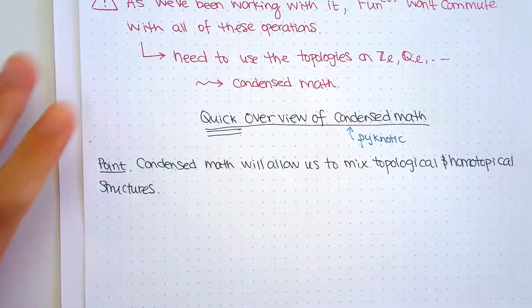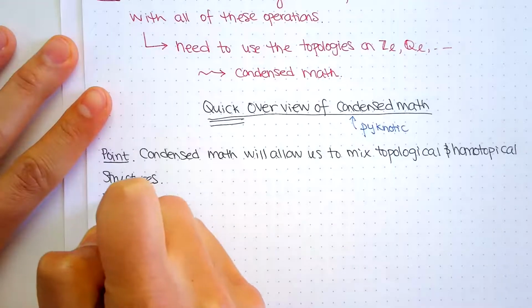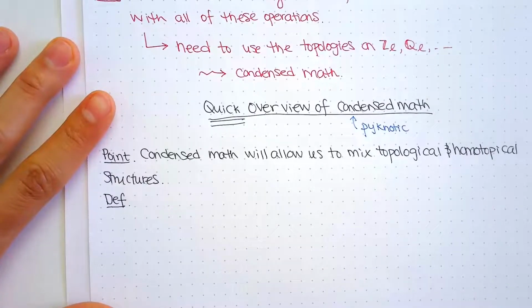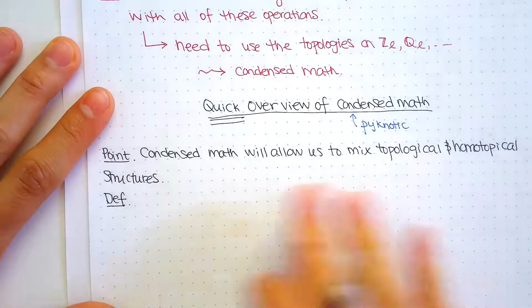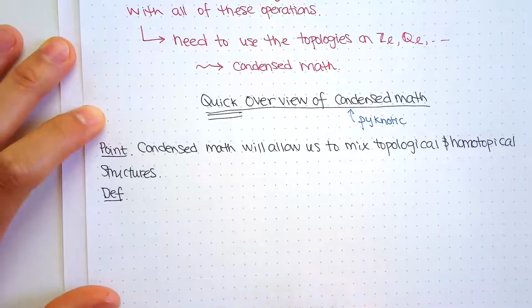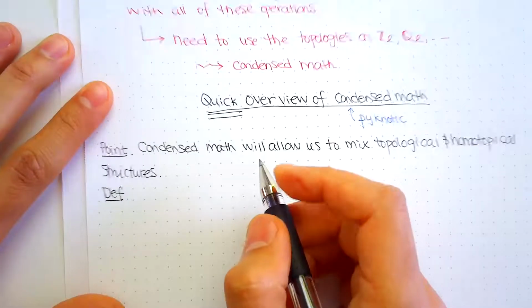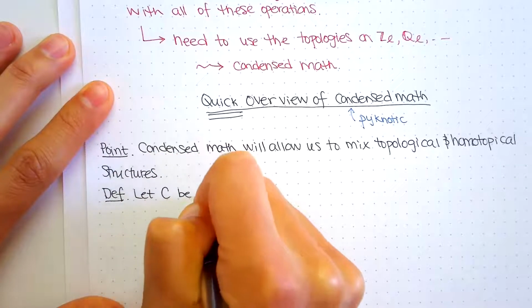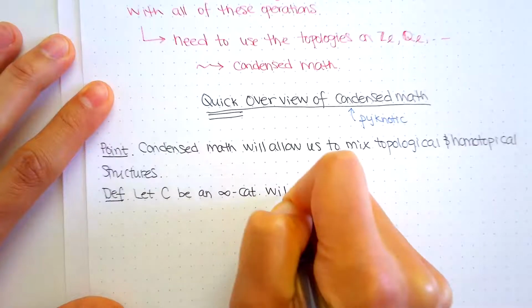Okay. So here's the definition. I'm going to just tell you what the definition is so you can think about it a bit. Then I'm going to tell you some nice properties it has that maybe will make you believe that you could do some things with topology, and after that, I'll state the theorem. So let C be an infinity category with finite products.